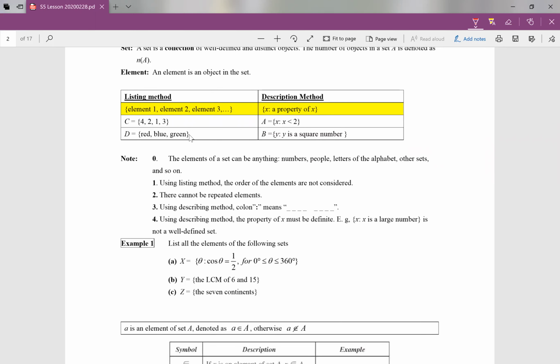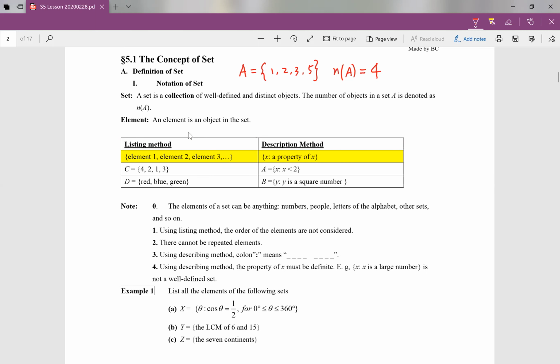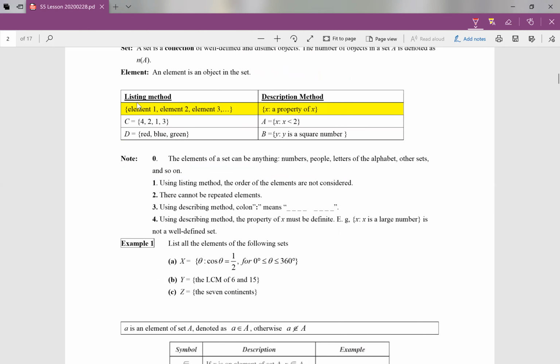There are many methods when it comes to describing a set or denoting a set. There are the listing method and the description method. Listing method is simply to put all the elements inside a bracket like this. For example, set C equals {4, 2, 1, 3}. Set D is a set of colors, {red, blue, green}.